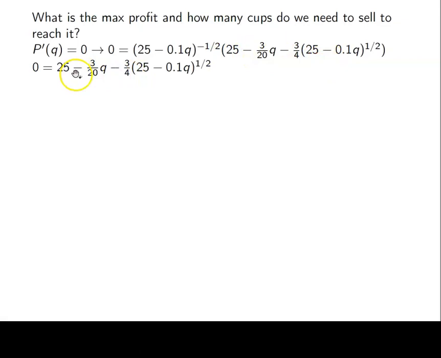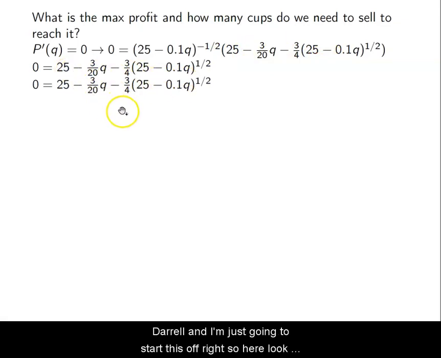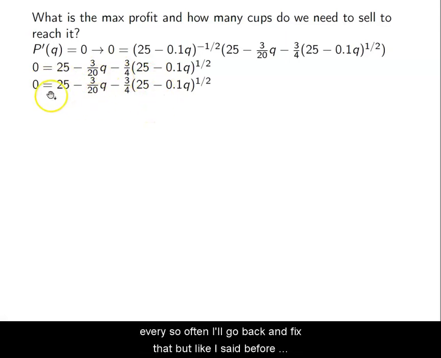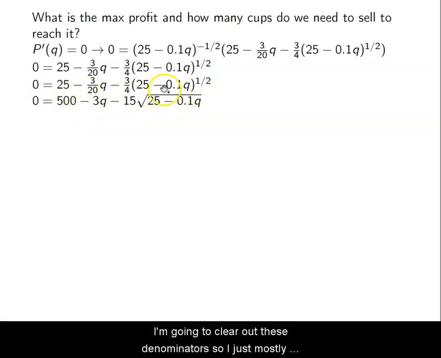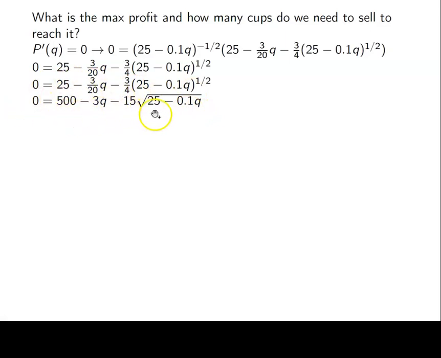Okay. So I'm going to take the inside, I'm going to set it to 0, and I'm just going to start to solve, right? So here, it doesn't look like I did anything from one line to the next. It happens every so often. So I'll go back and fix that. But like I said before, I'm going to clear out these denominators, okay? So I'll just multiply everything by 20.